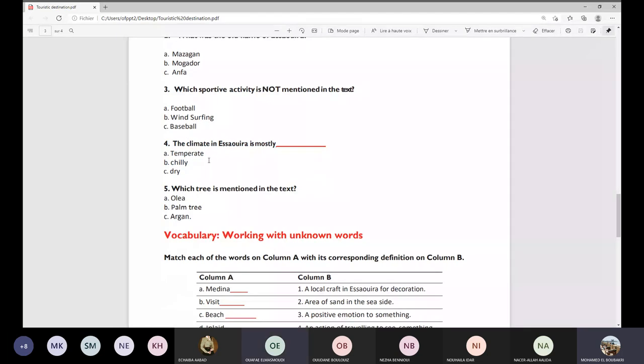Let's pass to number four. It has to do with the climate. The climate is mostly chilly? According to the text, it's temperate. It means it is changeable from time to time, not static. Chilly, I agree, especially in the morning, but the one we consider is temperate. Of course, it is not dry, because it is on the seaside. So it is temperate.